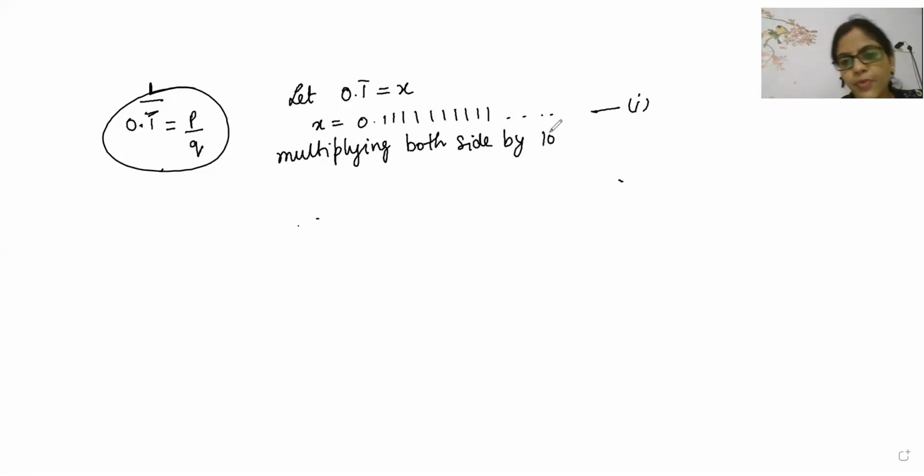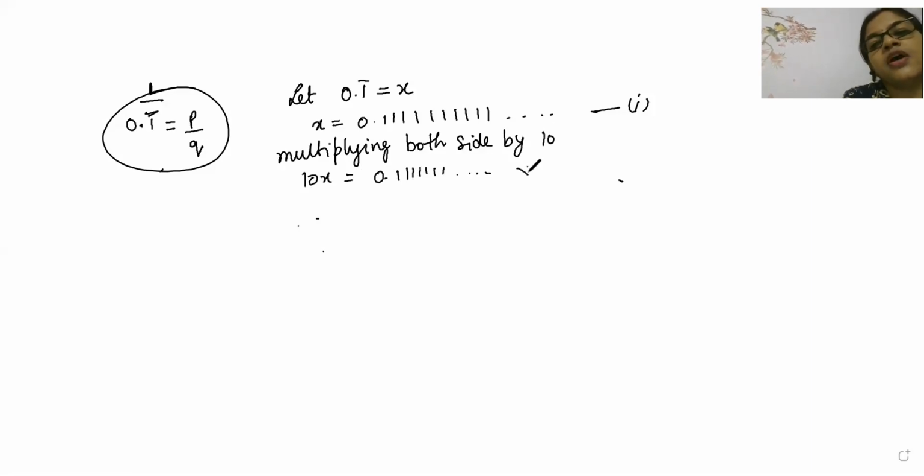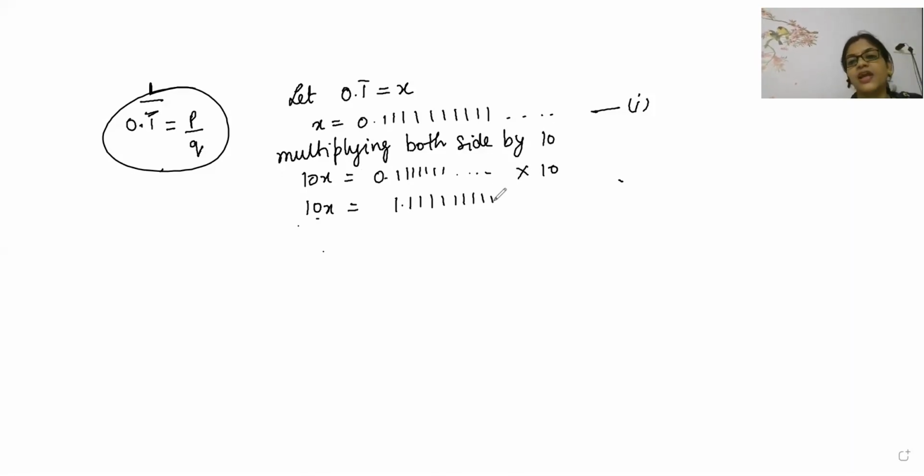When you multiply both sides by 10, what will happen? It will become 10x is equal to 0.111111 and so on into 10, which is 1.111111. Why, beta? Because if 3.6 is multiplied by 10, it becomes 36.0, and after the decimal, one digit is there. So here it will become 36.